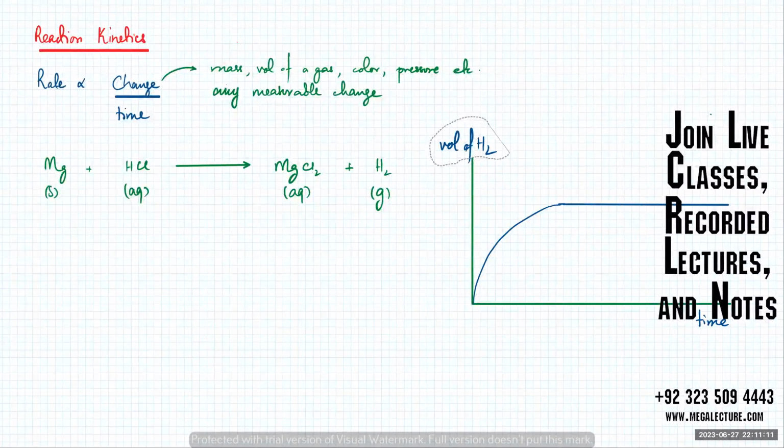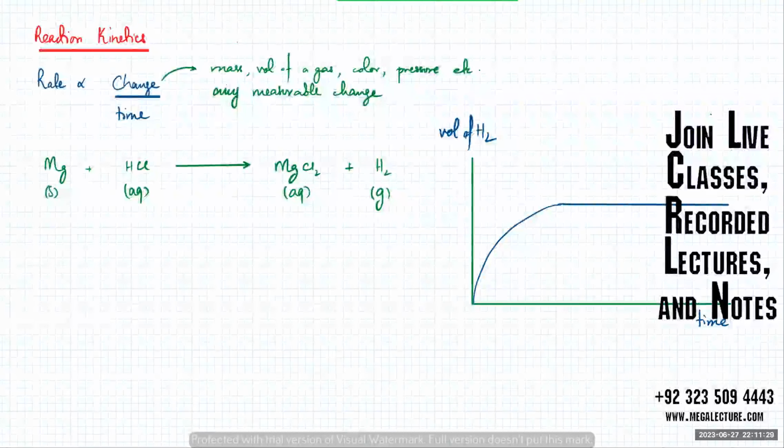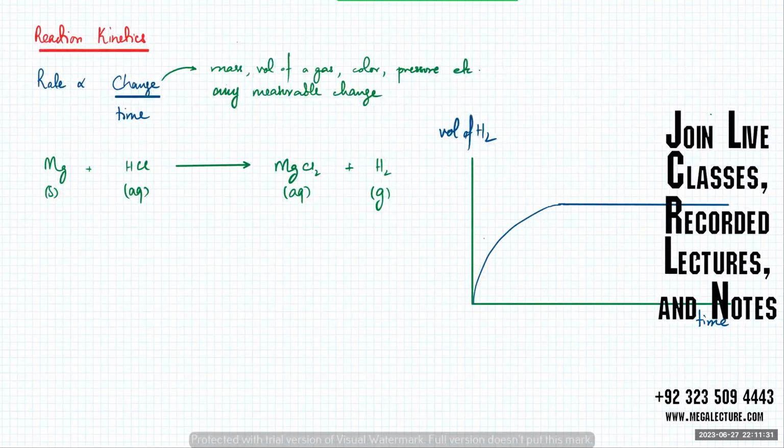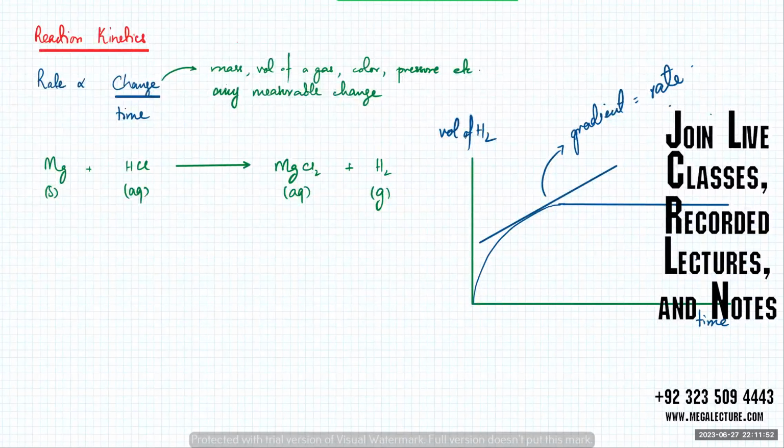I mean, what is the thing that you're going to measure? How do you measure the rate of the reaction by looking at this graph? Would you draw a tangent? Okay, so the tangent is the rate. So for example, the tangent at this point is, okay, so the gradient is your rate, or the speed of the reaction.